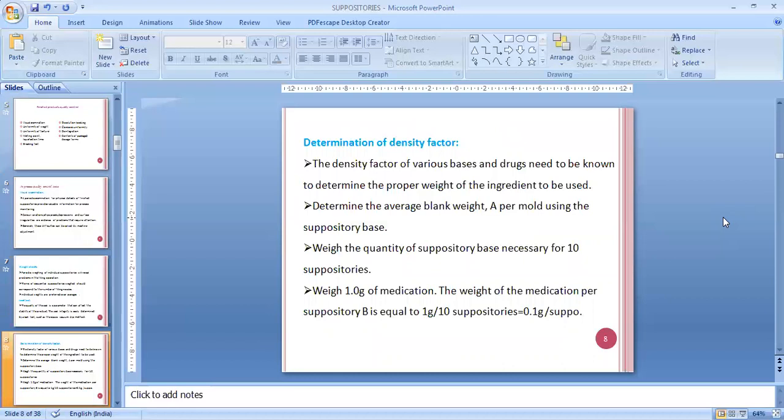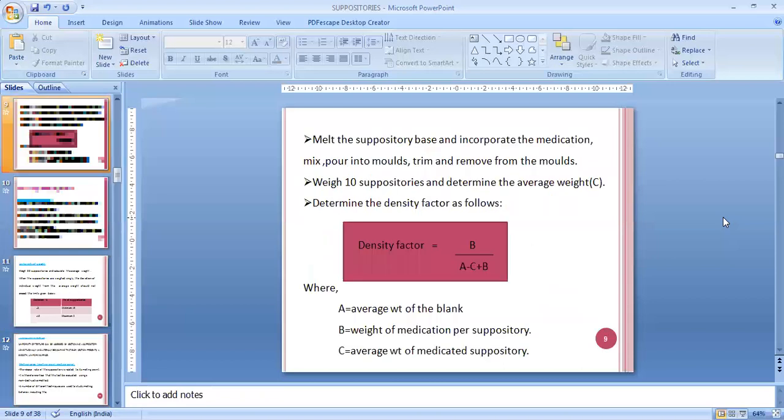Then the density test. In this case, the density factors of the various bases and drugs need to be known to determine the proper weight of the ingredient to be used. Determine the average blank weight, A, of a mold using the suppository base. Weigh the quantity of medication necessary for 10 suppositories. Say you weigh 1 gram of medication, then the weight of medication per suppository, B, is equal to 1 gram divided by 10 suppositories, which gives 0.1 gram per suppository.